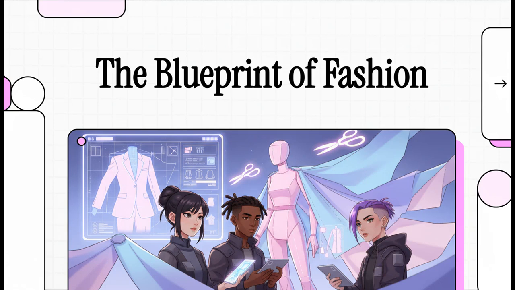You ever look at your clothes and wonder not just who made them, but how? And I don't just mean the sewing. I mean the hidden language of lines, curves, and angles that turns a flat piece of fabric into actual fashion. Today, we're going to decode that blueprint.